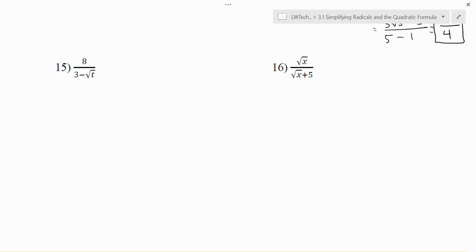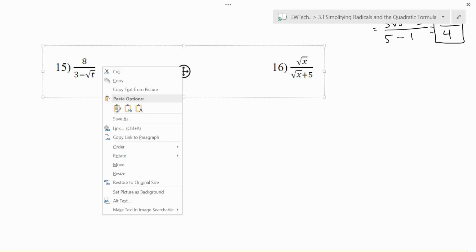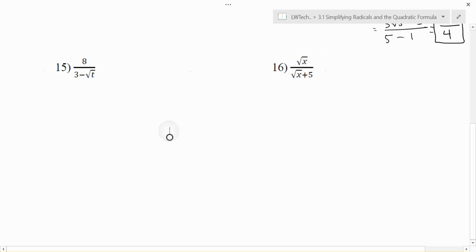So for this one, we have a radical in the denominator. I don't like that for my final expression. So what I'm going to need to do is multiply by the conjugate. Oops, sorry about that. Multiply by the conjugate of the denominator. Right now it's 3 minus radical t, so my conjugate is 3 plus radical t. And if I do that on the bottom, I also have to do it on the top.